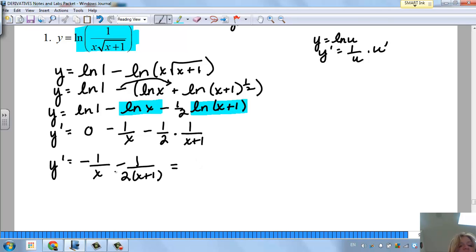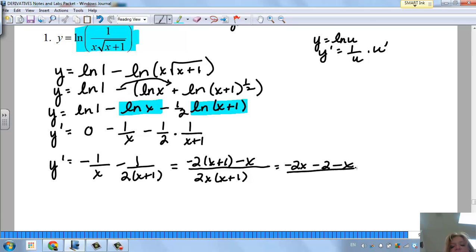So here I've got a fraction minus another fraction, so let's find a common denominator. My common denominator is going to be 2x times x plus 1. So the first one I'm going to multiply by 2, and when I get that, I get a negative 2 times x plus 1. And then here I'm just missing an x, so I'm going to do minus x, which comes out to be negative 2x minus 2 minus x all over 2x times x plus 1. And that comes out to be minus 3x minus 2 all over 2x times x plus 1.